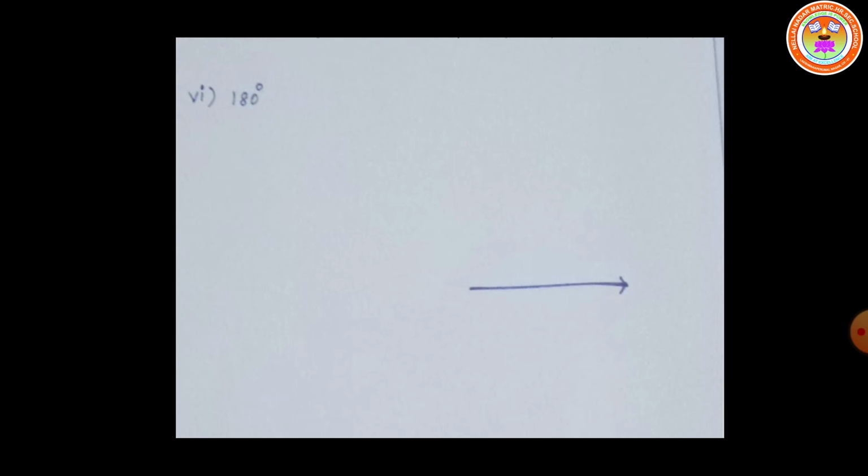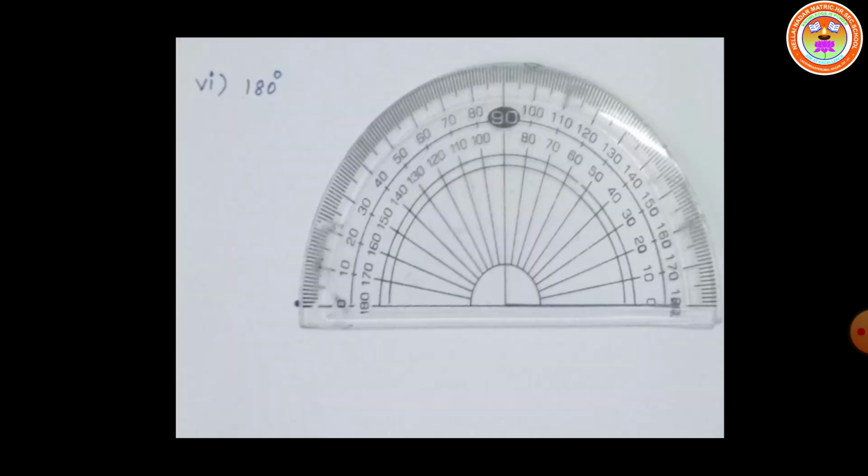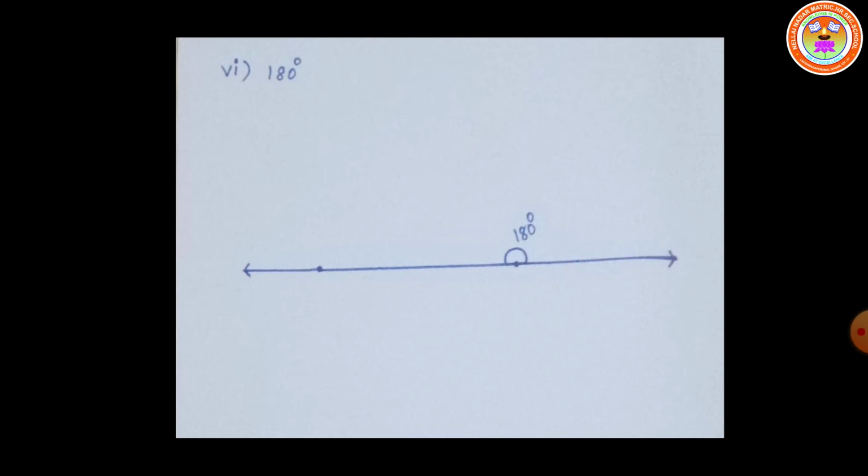Next one, 180 degree. First you have to draw the base ray like this. Then keep the center of the protractor to the starting point of this ray. Next you see where the 0 degree comes along the base ray, inner scale reading. So in the inner scale reading where you see 180 degree, there you plot a point. Then remove the protractor and join by another ray. Angle between these two rays is 180 degree. Therefore mark the angle as 180 degree.